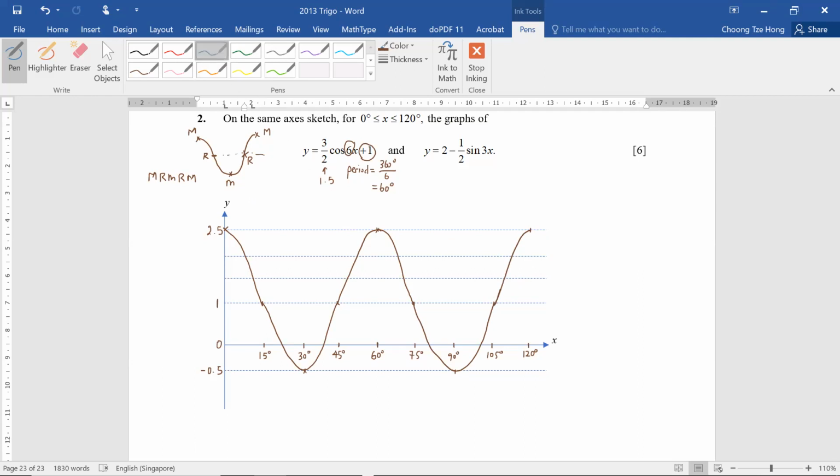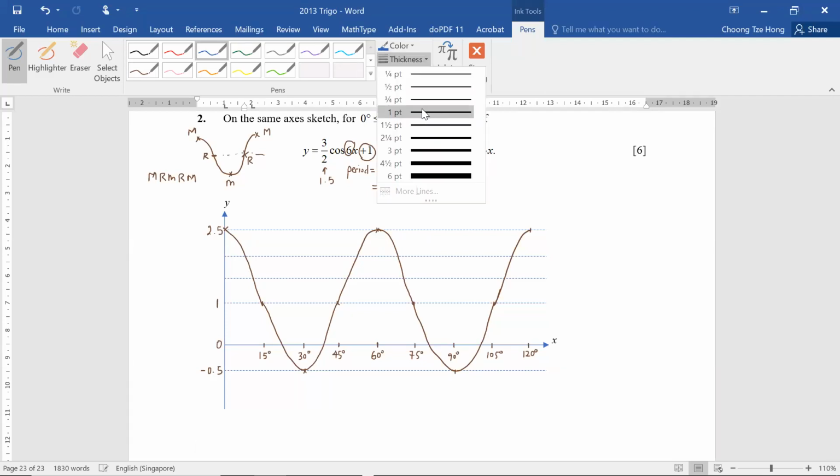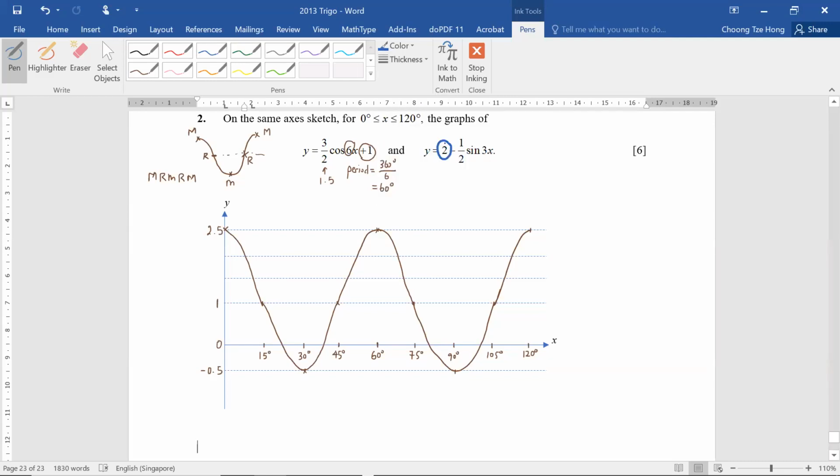So I'm going to change the color of my pen to blue. Now let's draw the second graph. For the second graph, the central point, the vertical shift, will be at 2.